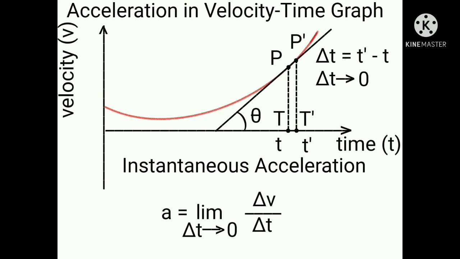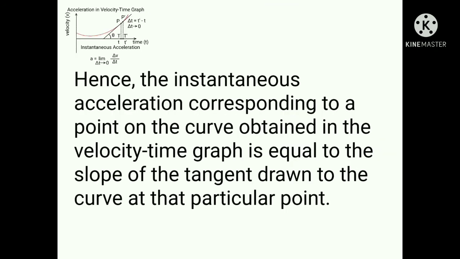Recollecting the definition of the average acceleration in the velocity time graph, we can define the instantaneous acceleration in the velocity time graph. Hence, the instantaneous acceleration corresponding to a point on the curve obtained in the velocity time graph is equal to the slope of the tangent drawn to the curve at that particular point.